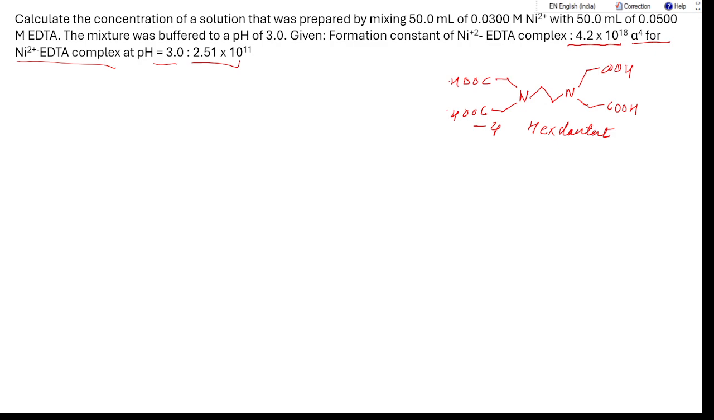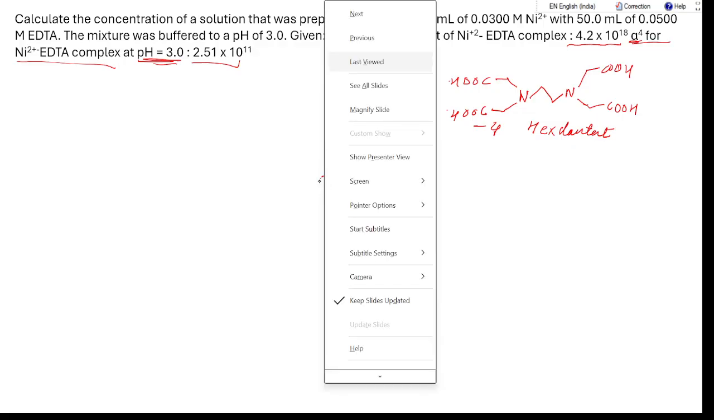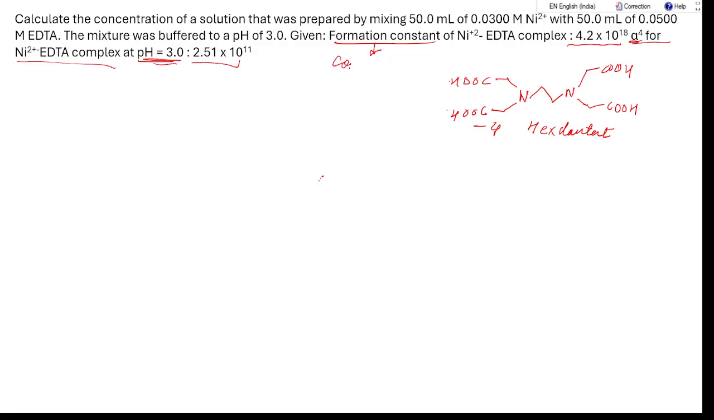Okay, but this is a question on conditional formation constant. Here they have given the formation constant, and also mentioned the pH, and they also mentioned this alpha 4. Now what is the meaning? Actually this is a question on conditional formation constant. Why am I saying this is a conditional formation constant?